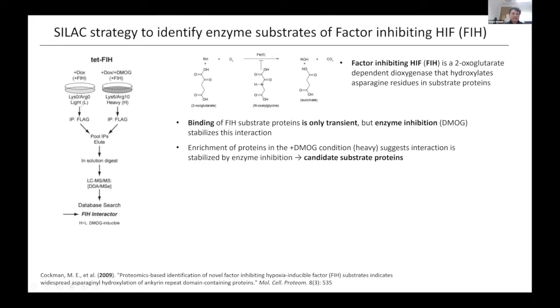So basically here it's a simpler design with just the light and the heavy condition. And in both cases, expression of FIH is induced by doxycycline. But in the heavy condition, in addition to the doxycycline induction of FIH expression, we also add DMOG, the cell-permeable enzyme inhibitor. Then we perform an IP, an immunoprecipitation with a FLAG epitope. And then we pool the elutions from the IPs. And then in the pooled sample, we perform an in-solution digest and then liquid chromatography tandem mass spectrometry analysis.